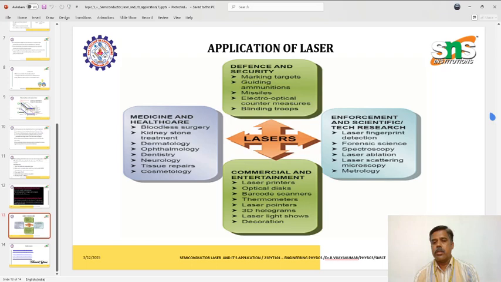Commercial and entertainment: laser printer, optical disc, barcode scanner, thermometer. Medicine and healthcare: bloodless surgery, kidney stone treatment, then neurology.